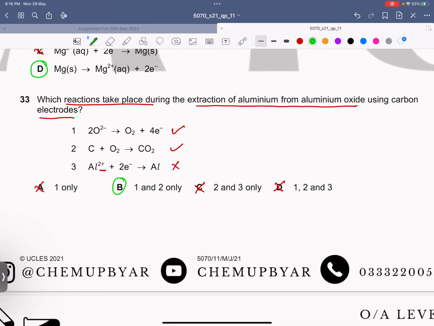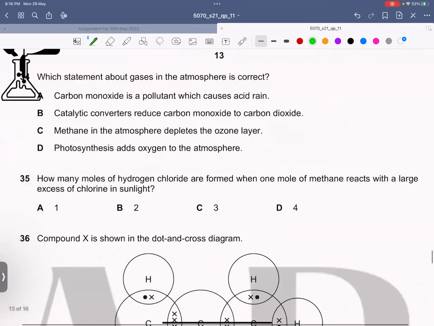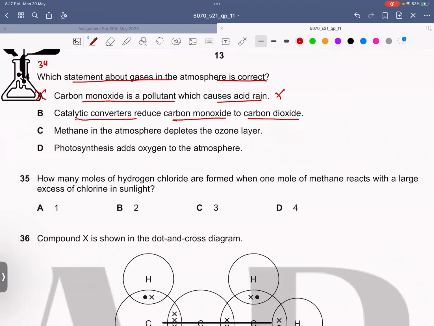Now question number 34. Which statement about gases in the atmosphere is correct? Carbon monoxide is a pollutant which causes acid rain. Completely wrong. It's a toxic gas. It causes oxygen starvation in humans. Catalytic converter reduces carbon monoxide to carbon dioxide. Yes, this is happening, but this is not a reduction. This is oxidation. Gain of oxygen is taking place.